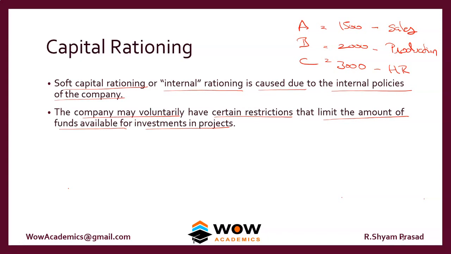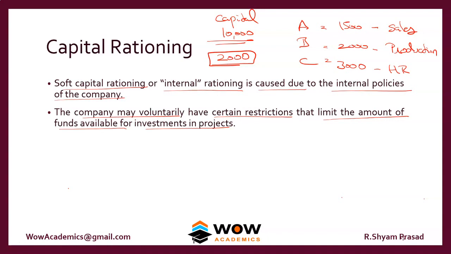So what happens is the company, even though it has 10,000 as capital and it can invest in all of these projects, still it limits its total capital to something like 2,000. Why does it limit it to 2,000? The answer is it wants to invest only in the best of the projects. So each of the managers has to pitch to the senior managers saying why their project is best, and they have to convince them.